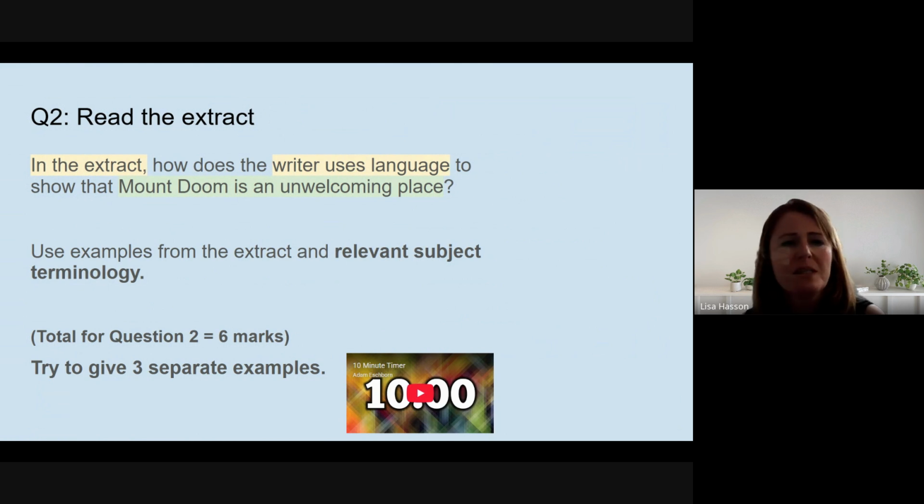So this question says then, in the extract, how does the writer use language to show that Mount Doom is an unwelcoming place? Use examples from the extract and relevant subject terminology. As I mentioned, you get 6 marks for that.